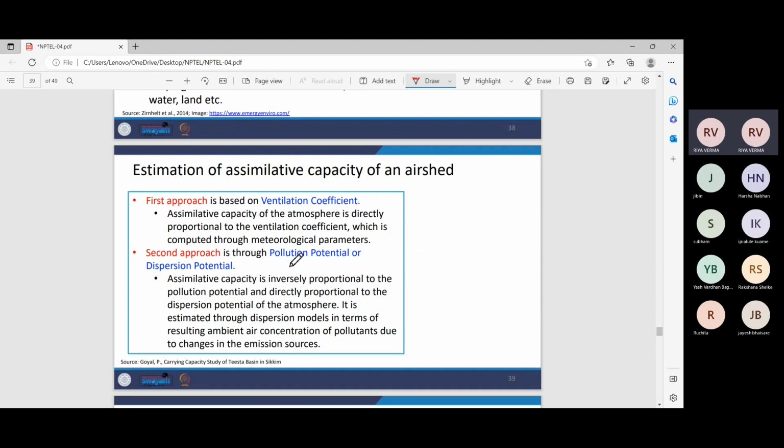And there are two approaches to find the assimilative capacity of an airshed. First is based on your ventilation coefficient. The assimilative capacity of the atmosphere is directly proportional to the ventilation coefficient, and this is computed through various meteorological parameters. Your second approach is through pollution potential or your dispersion potential, and it is inversely proportional to the pollution potential and directly proportional to the dispersion potential of the atmosphere. And then it is estimated through your dispersion models.